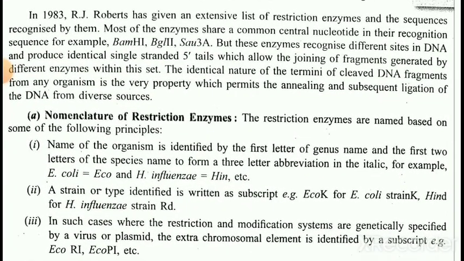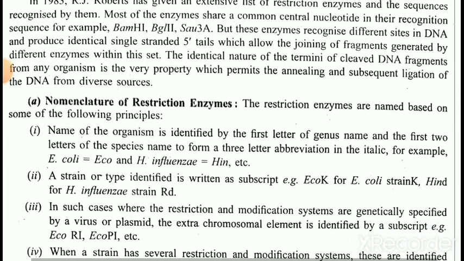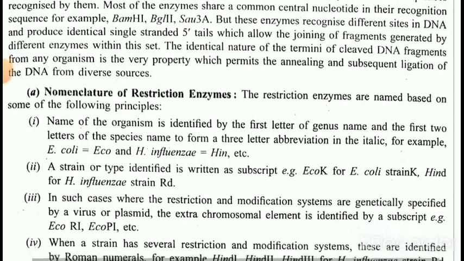Most of the enzymes share a common central nucleotide in their recognition sequence, for example, BamHI, BglII, Sau3A. But these enzymes recognize different sites in DNA and produce identical single-stranded 5' tails, which allow the joining of fragments generated by different enzymes within this set. The identical nature of the termini of cleaved DNA fragments from any organism is the very property which permits the annealing and subsequent ligation of DNA from diverse sources.